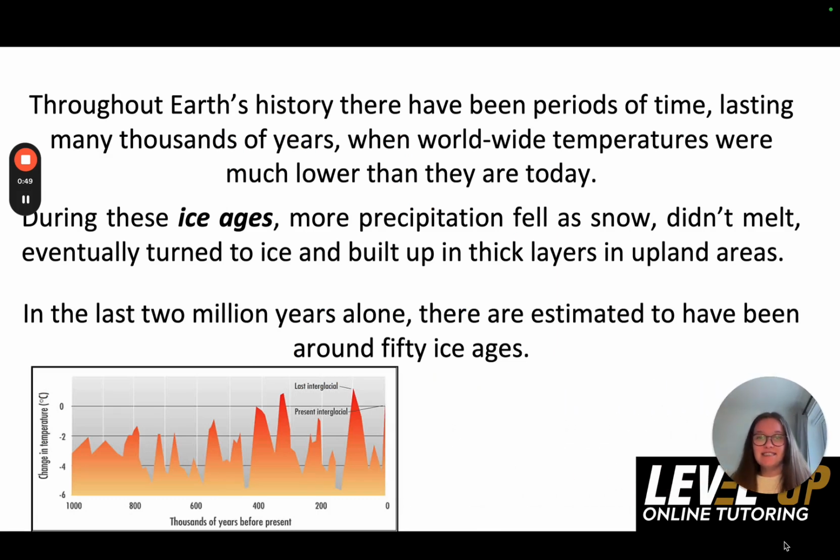Throughout Earth's history, there have been periods of time lasting many thousands of years when worldwide temperatures were much lower than they are today. During these ice ages, more precipitation, which is what falls from the sky, fell as snow. It didn't melt and eventually turned to ice and built up into really thick layers in our upland areas. In the last 2 million years alone, there are estimated to have been around 50 ice ages.